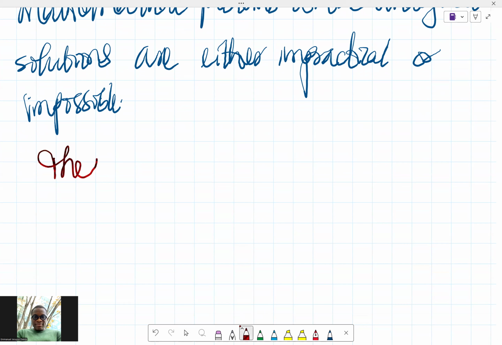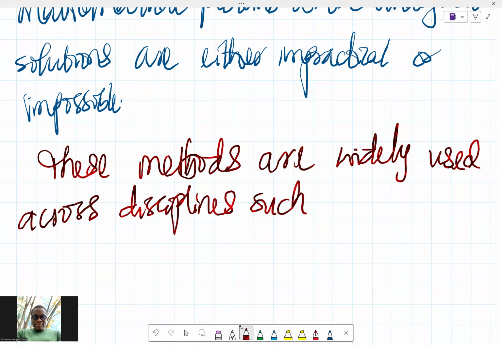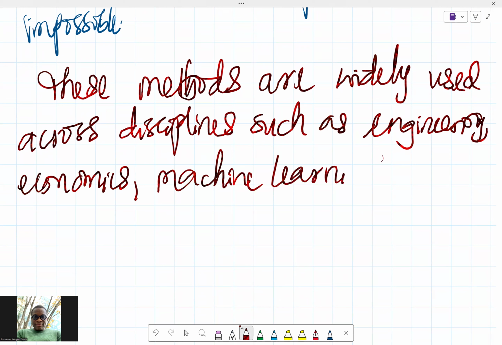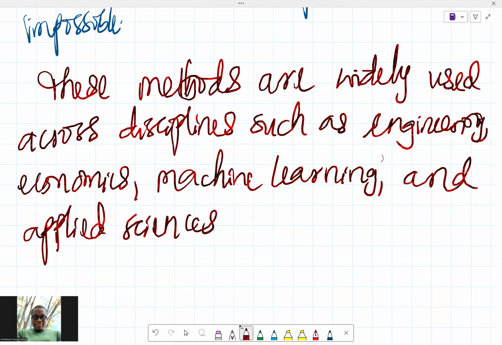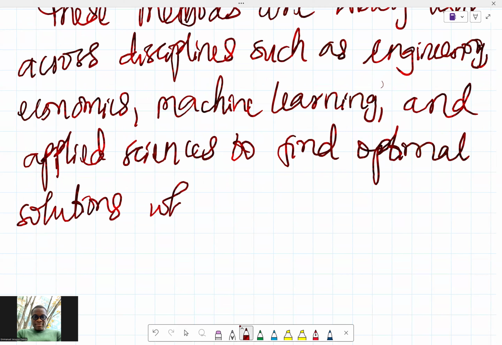So, these methods are widely used across disciplines such as engineering, economics, machine learning, and applied sciences to find optimal solutions, that's best solutions, while considering constraints.